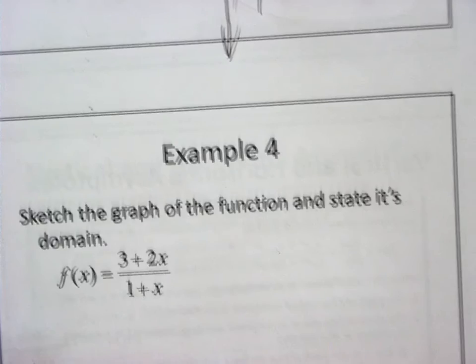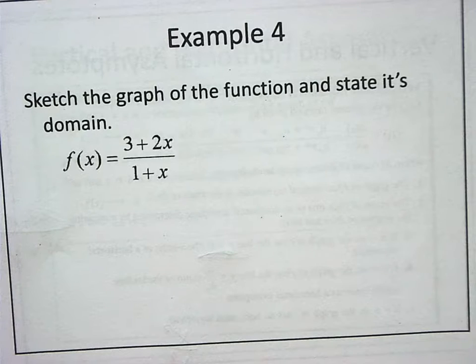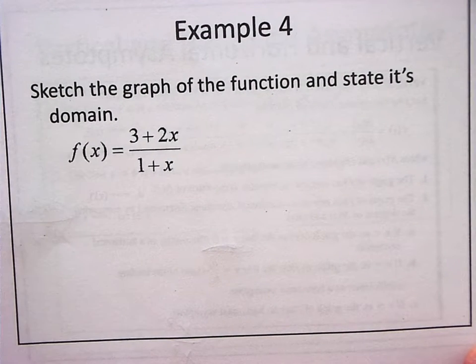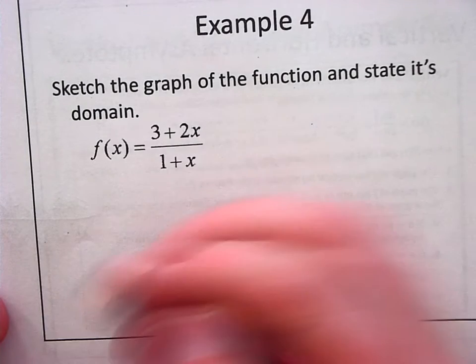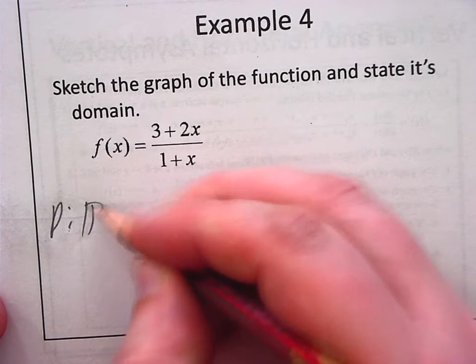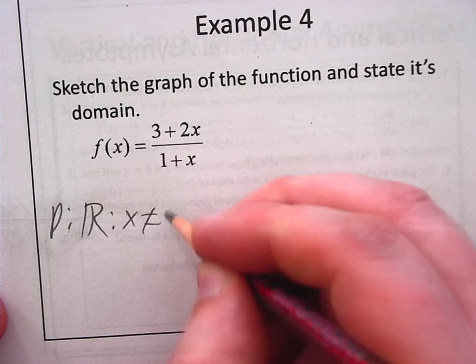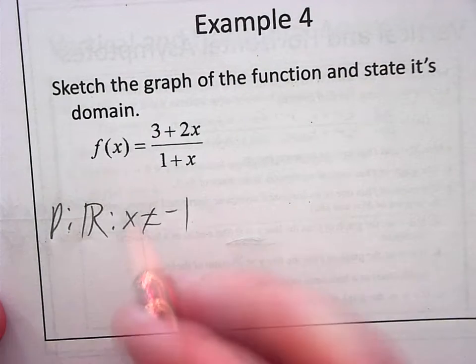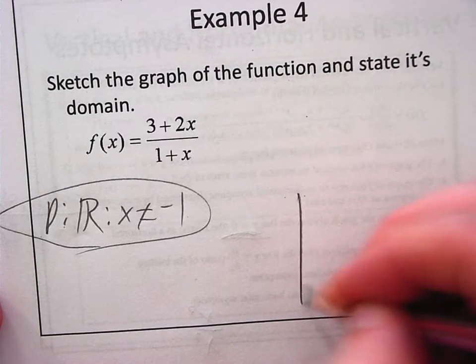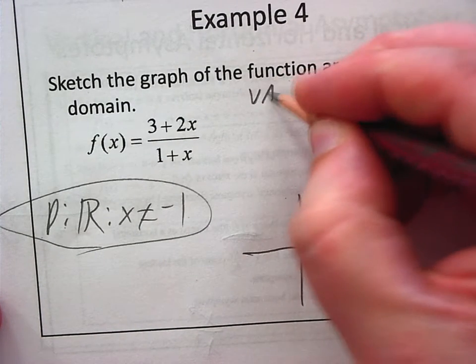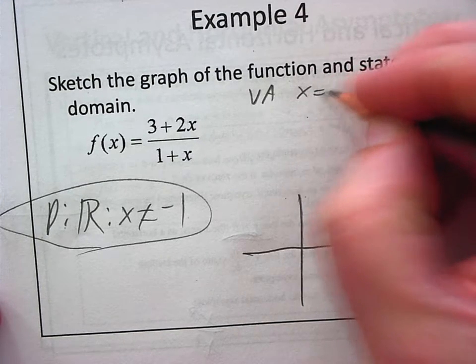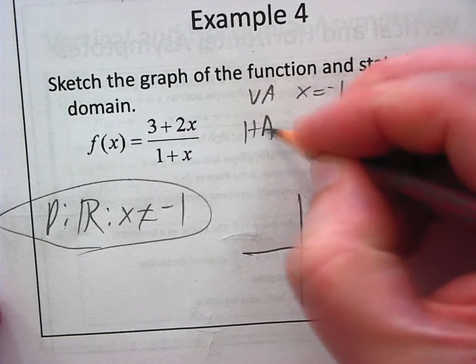Your turn. State the domain, find your asymptotes, rough sketch it. So, what is your domain? All reals x not equal to -1. All reals, x can't be -1. Okay, so there's part of your answer. To sketch it, I need those asymptotes. Where's your vertical asymptote at? X equals -1. Just set the denominator equal to 0 and solve.